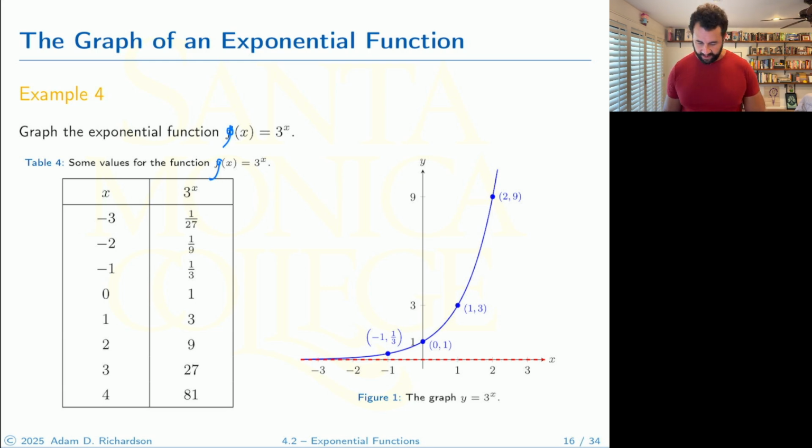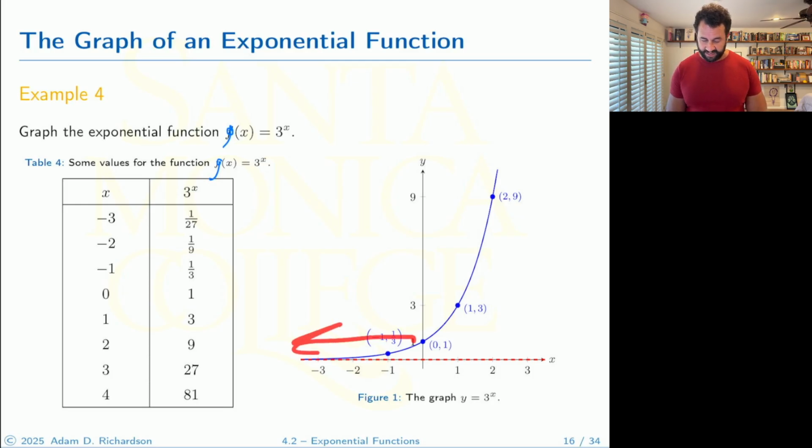So when x is 0, you get 1. When x is 1, you get 3 to the 1, which is 3. When x is 2, you get 3 squared, which is 9, and so on and so on. So as x is going this way, the graph is shooting up to positive infinity really fast, actually. It's getting there really, really fast.